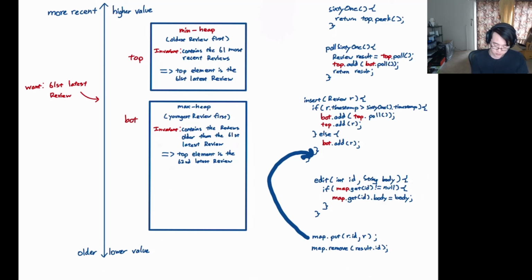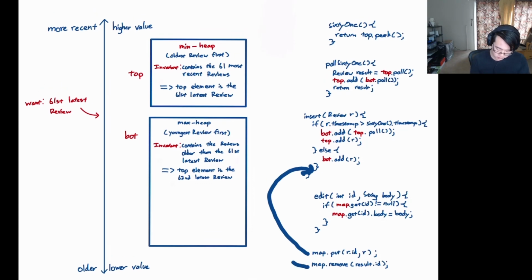And then the other step is we have to remove it whenever we remove or poll the 61st latest, because as we've designed it, the only way we can remove something from these two heaps is by removing the 61st latest. So you can just add that right here.